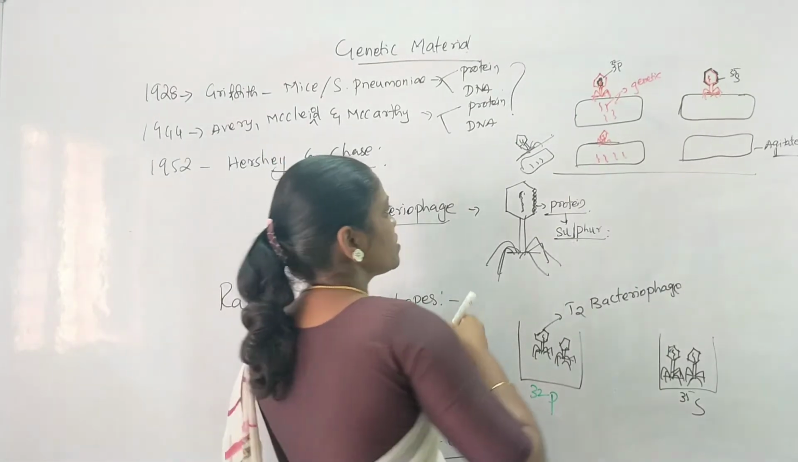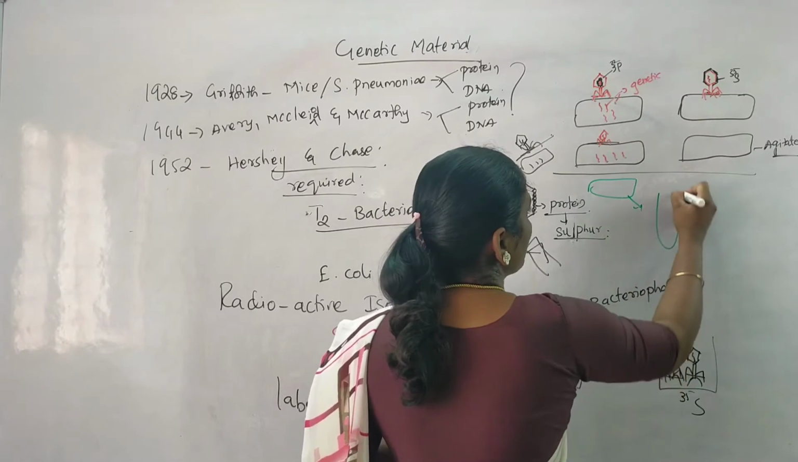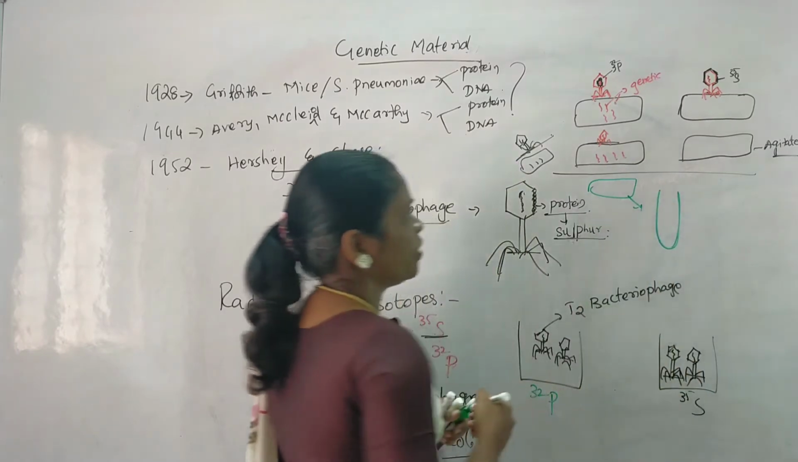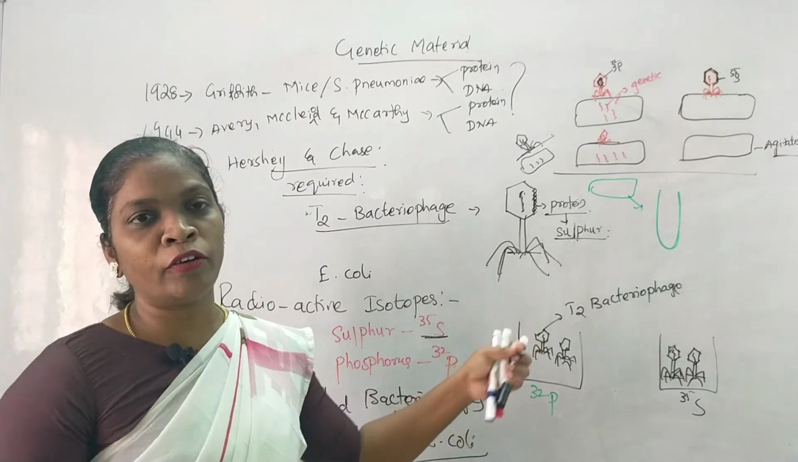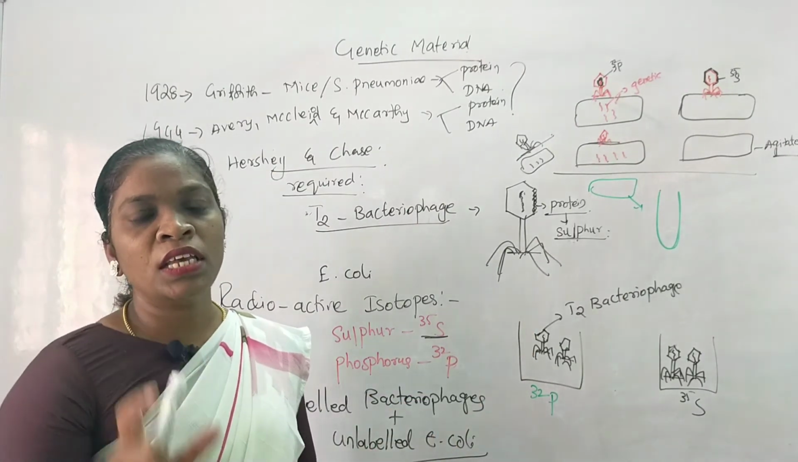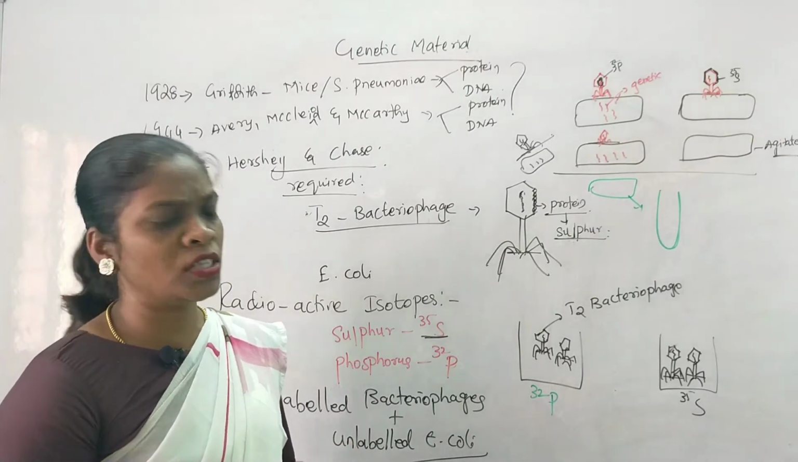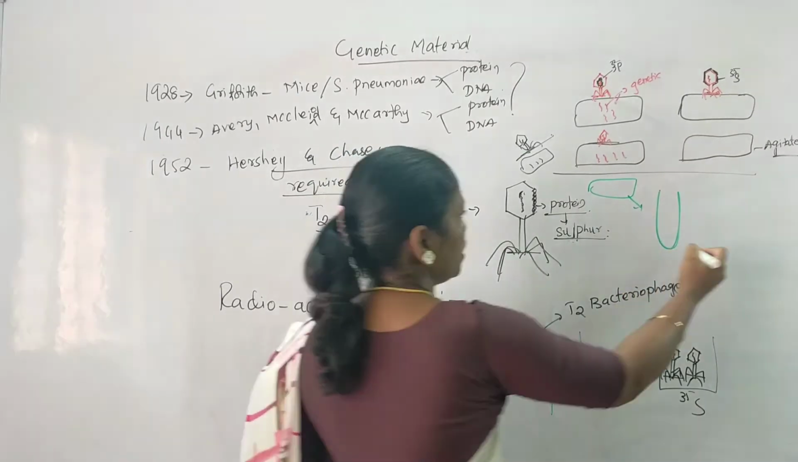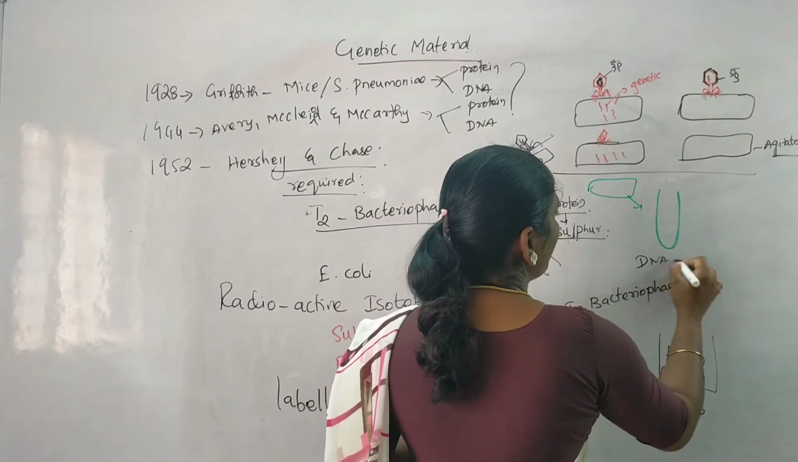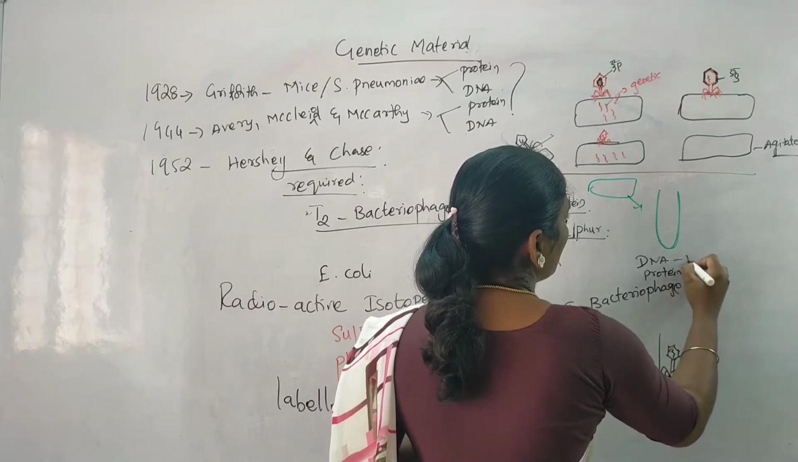Now, this infected E. coli was taken for the centrifugation process. They have taken this E. coli for centrifugation after agitation, after removing the T2 bacteriophage from the E. coli. These infected E. coli were taken for ultracentrifugation. So, what we know actually is that the heaviness of DNA is high when compared to the protein. So, proteins are less in weight when compared to the DNA.